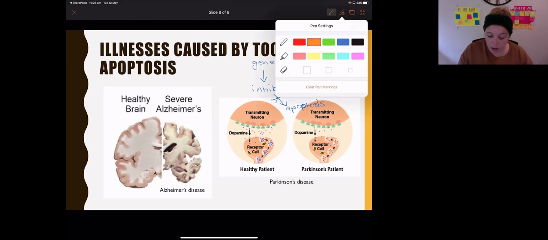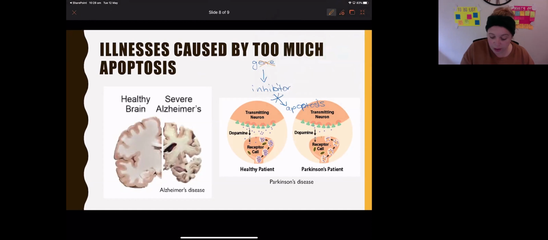Now, if you mutate that gene, then you're not going to produce the inhibitor. So then apoptosis increases. And that's why you get Parkinson's. It's one of the reasons why we now think that you can get Parkinson's disease. So that's my little summary on different types of illnesses caused by apoptosis.